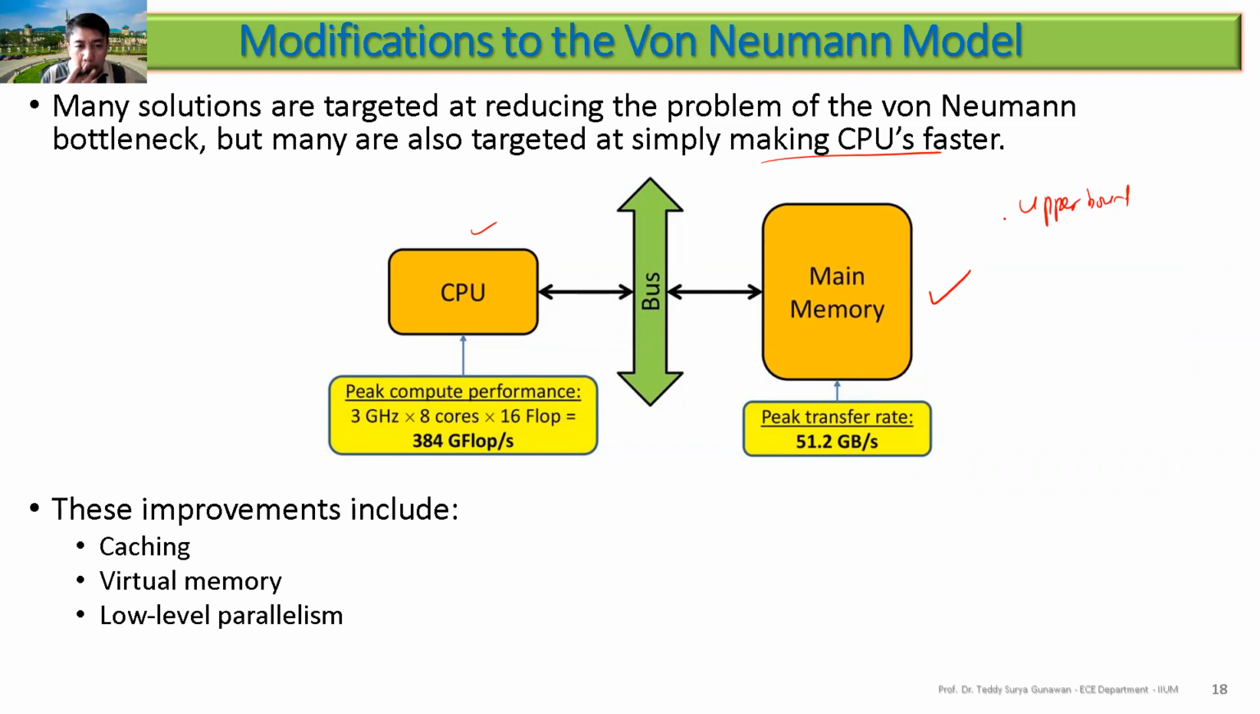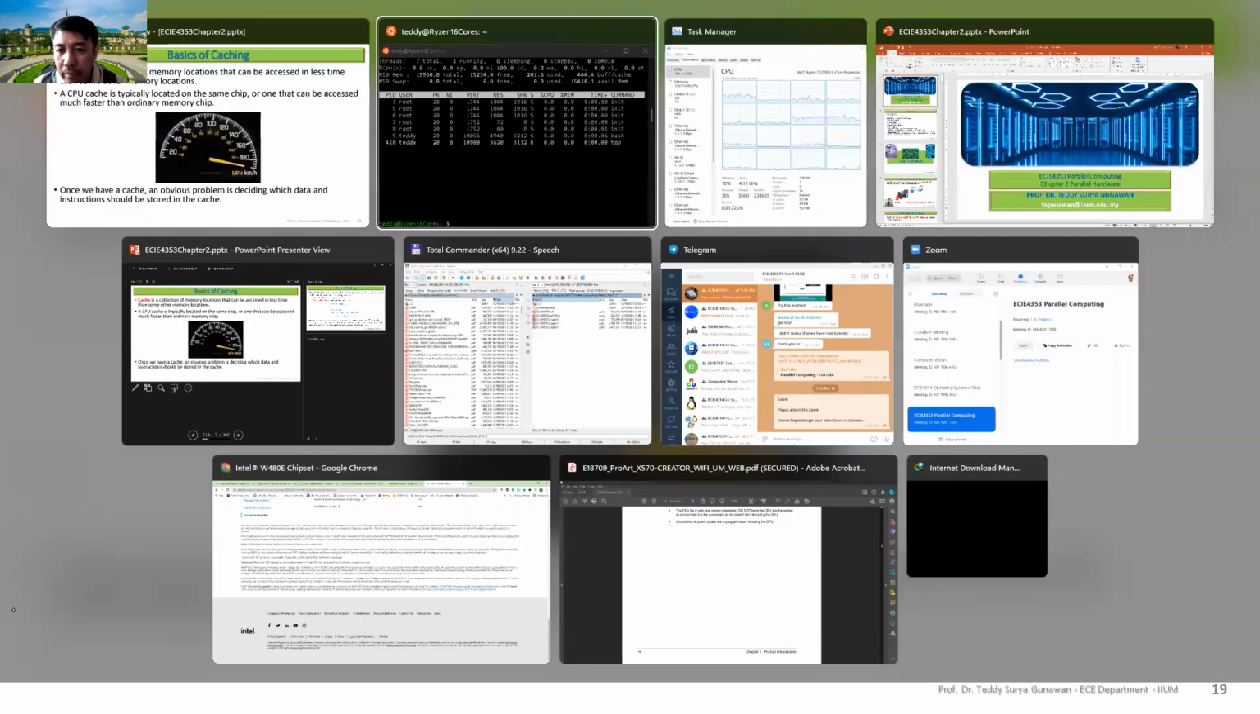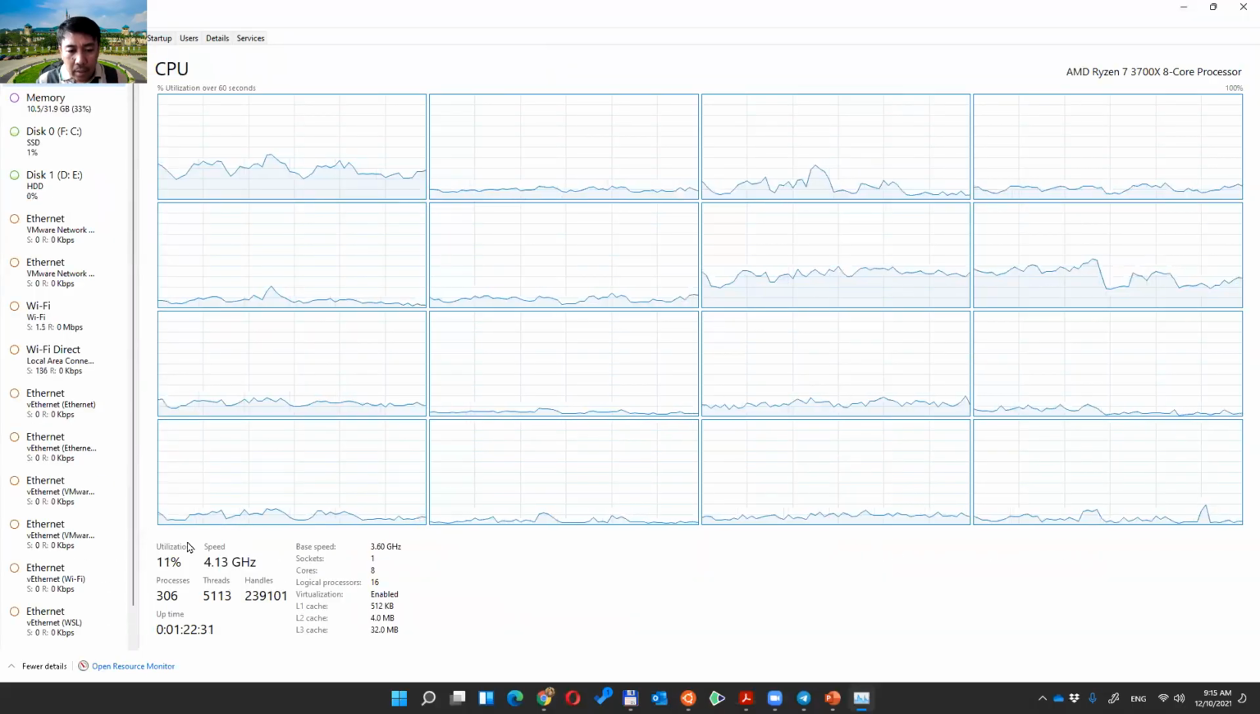So the modifications of the von Neumann model include caching, caching memory, and virtual memory, and of course low-level parallelism, so you can also run multiple instructions at once. Okay, so let's look at the basics of caching. Where's the cache? You can see it from here.